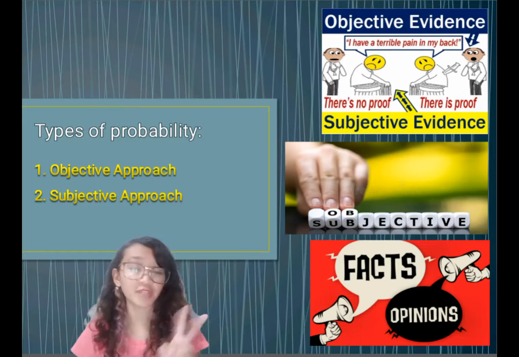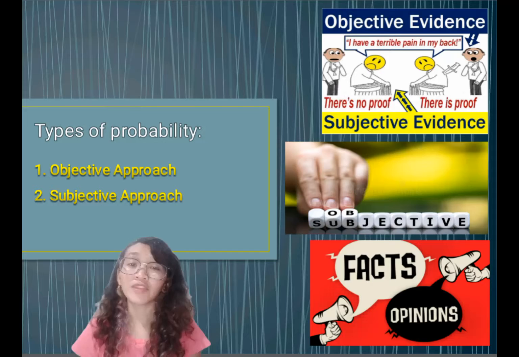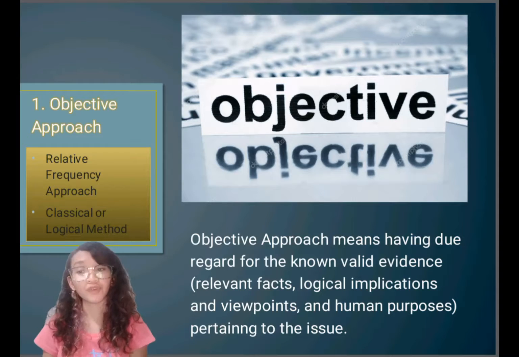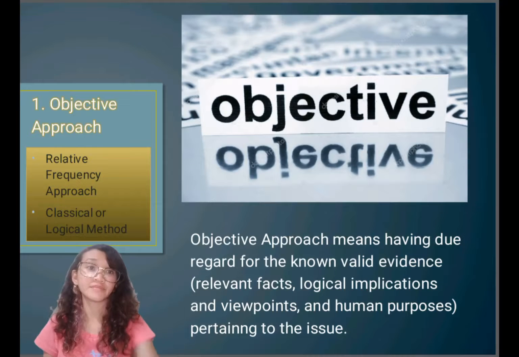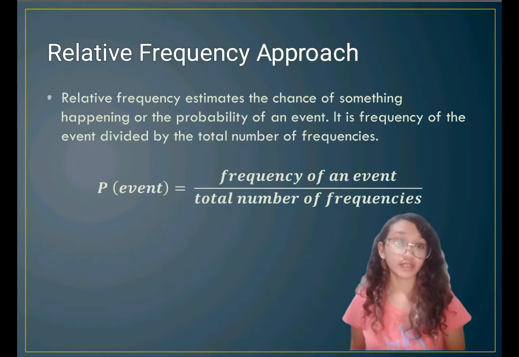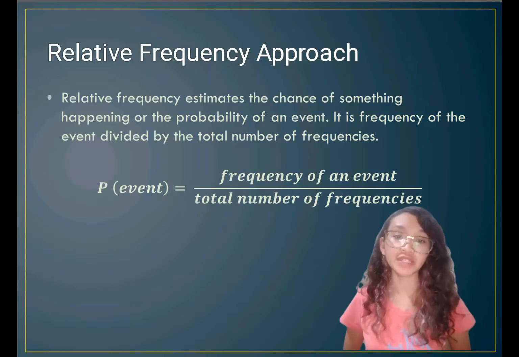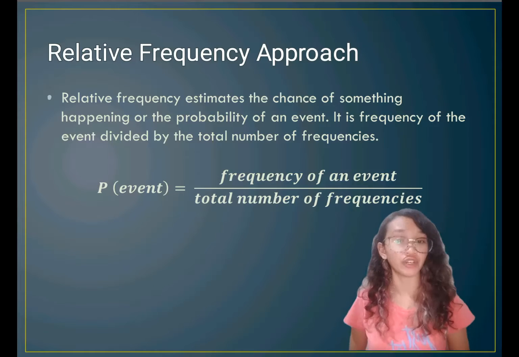There are two different ways to determine probability: the objective approach and the subjective approach. Objective approach means having due regard for the known valid evidence, such as relevant facts, logical implications, and viewpoints and human purposes pertaining to the issue. It is also the probability of any demand level being the relative frequency of occurrence of that demand in a large number of trial observations.